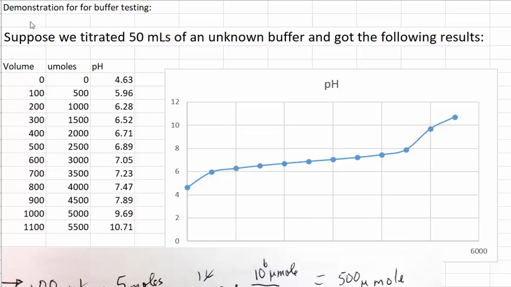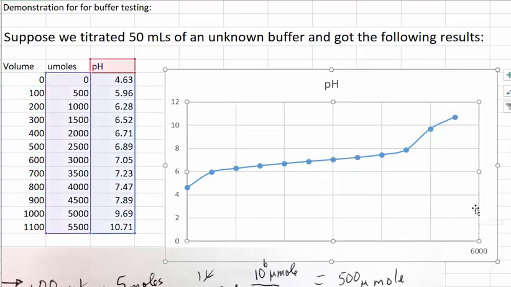In this example, we're going to suppose that we're titrating 50 mLs of an unknown buffer, and we get the following results. Here the results are basically volume and pH. But I've converted volume into micromoles, and I'll show you in a moment how I did this calculation. I've set up a formula to calculate micromoles from the volume, and for each volume I have measured a pH, and that's what I've plotted here in my titration curve.